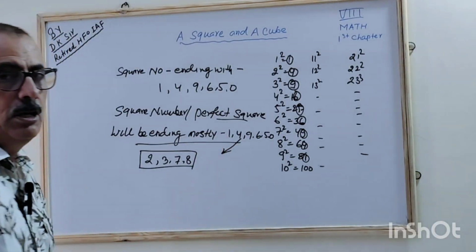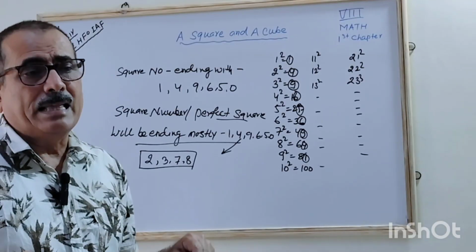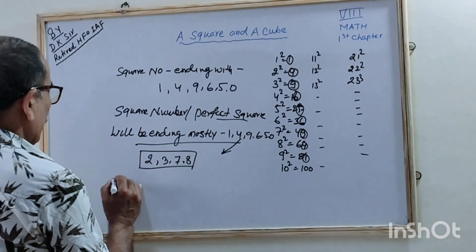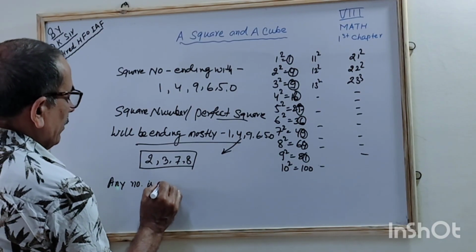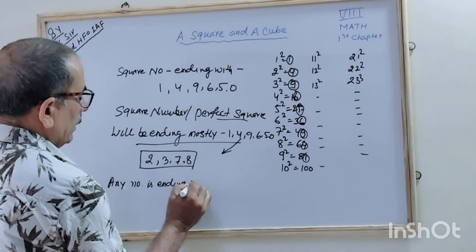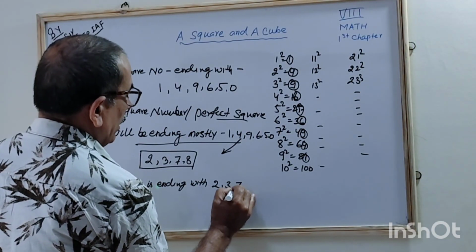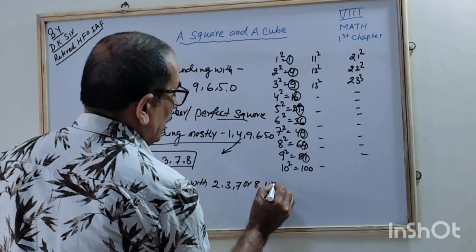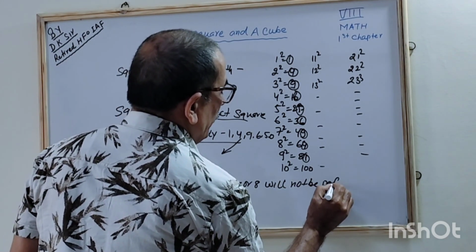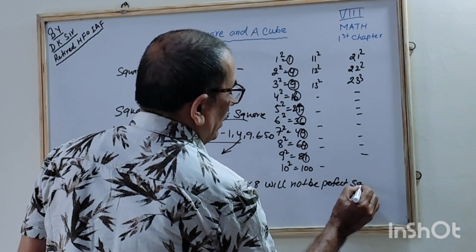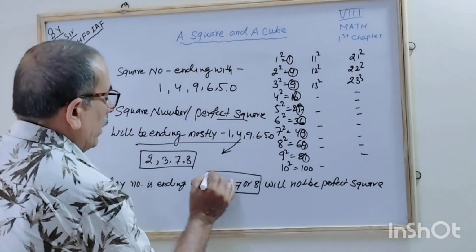So you can say it more firmly and confidently that any number ending with 2, 3, 7 or 8 will not be a perfect square, understood. So this will be more confirmation. You need to remember only these 4 digits.